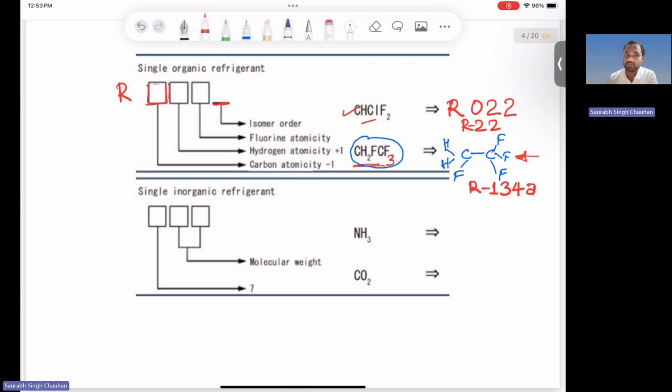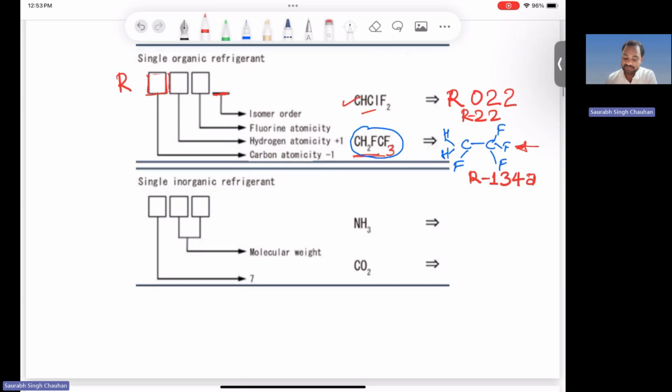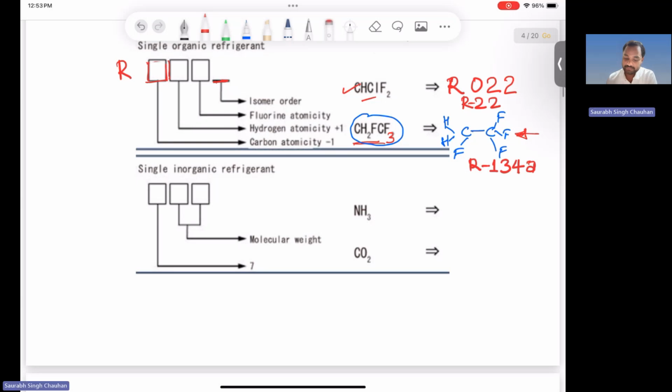Similarly, you have a set of rules for naming inorganic refrigerants. For naming inorganic refrigerants, first you put 7 in front of the name. So the first number is 7. Then 2 digits for the molecular weight. For example, if you want to name ammonia, first you will put 7, right? Then the molecular weight. So what is the molecular weight of ammonia?